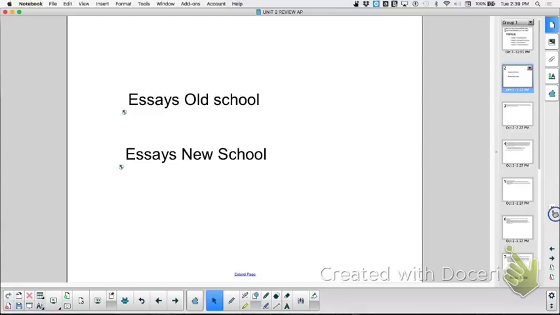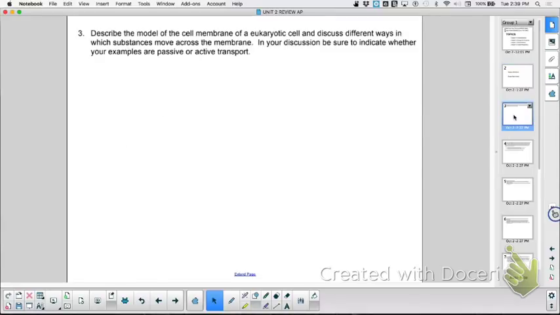So then I went and grabbed from the old school and the new school the ones that are appropriate, I believe. I mean, I would double check it. The ones that are appropriate for this particular unit.